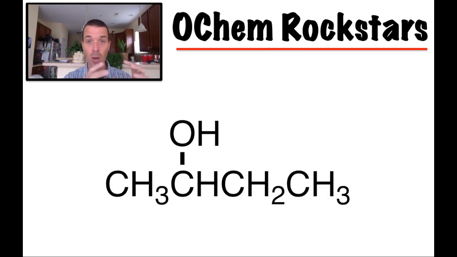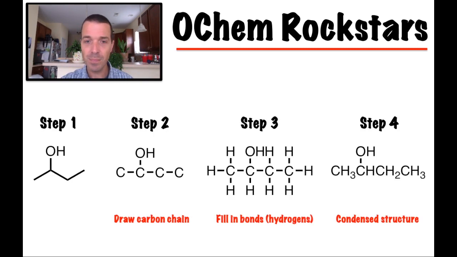So remember, we write our carbon with our hydrogen subscript, and we're going to do that for each one. And then with our groups that are non-carbon or non-hydrogen, we're just going to write a line to them. So in this case, we've got our OH. So that's how we're going to go from the line to the expanded to the condensed, okay? Cool.